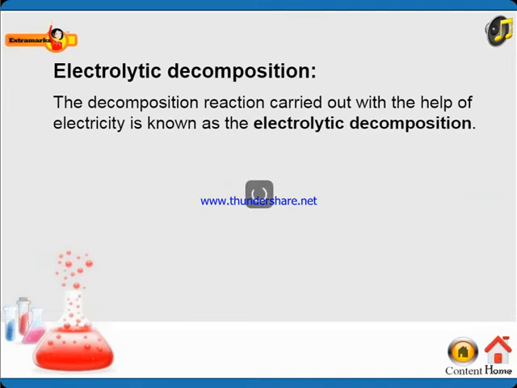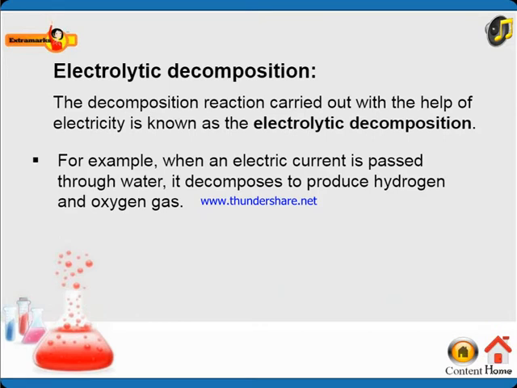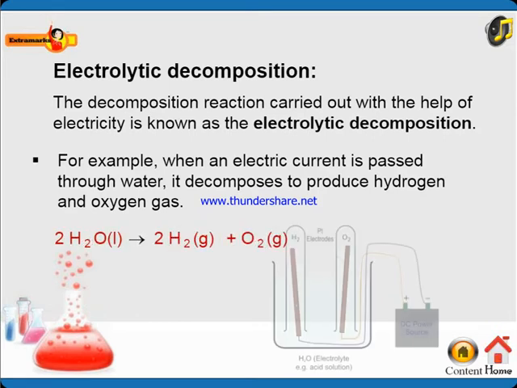Electrolytic decomposition. The decomposition reaction carried out with the help of electricity is known as electrolytic decomposition. For example, when an electric current is passed through water, it decomposes to produce hydrogen and oxygen gas. For detailed explanation, watch the animation carefully.